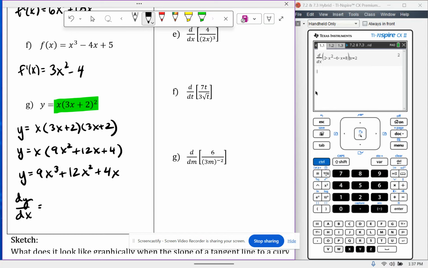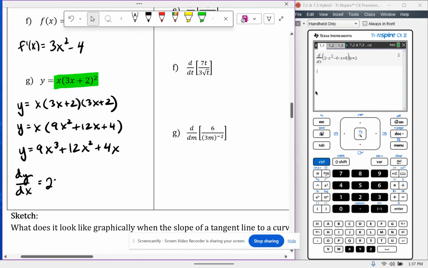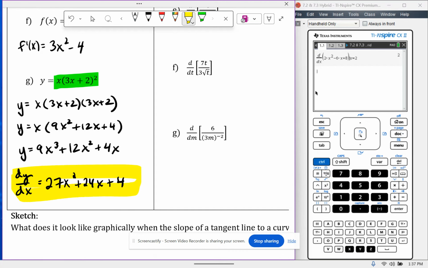All right, once you've expanded, you should get a polynomial that looks like 9x cubed plus 12x squared plus 4x. Now, let's take the derivative of this together, okay? So I have 9 times 3 is 27x squared plus 24x plus 4. Power rule is so easy. We love the power rule.